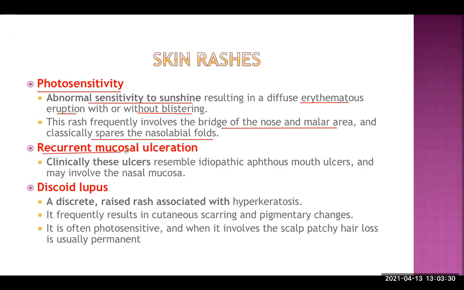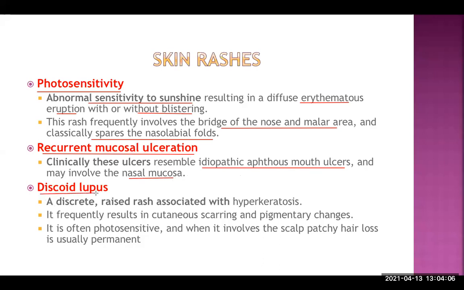I have collected some of the picture, and we'll discuss showing that picture a little bit later. Second one is recurrent mucosal ulceration. This is especially present in the oral cavity. So we also call them oral ulcer if they are present in the oral cavity, but not always, sometimes they are present in other mucosa also. These also resemble idiopathic aphthous mucosal ulcer, aphthous oral ulcer. Aphthous ulcers are idiopathic. We don't know the cause, and they are quite painful and recurrent type of ulcer. So they may resemble that. Sometimes they are also present in nasal mucosa.